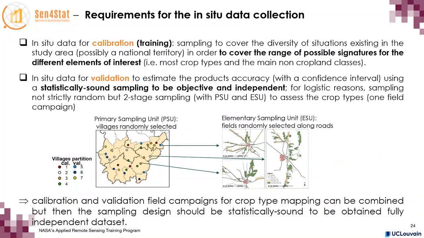The requirements for the in-situ data collection are as follows. They are very different according to the use of the dataset. The reference ground information can be used for calibration. For calibration, you will need a sampling that covers the diversity of situations existing in the study area. The purpose is to cover the range of the possible signature for the different elements of interest. Typically, the crop type and all the main non-cropland classes.